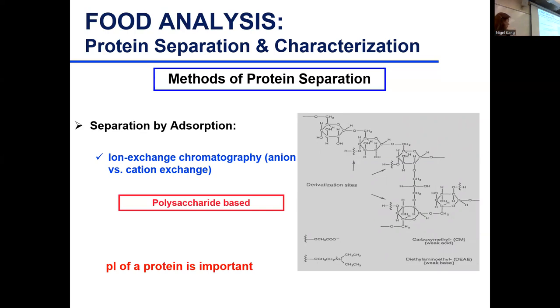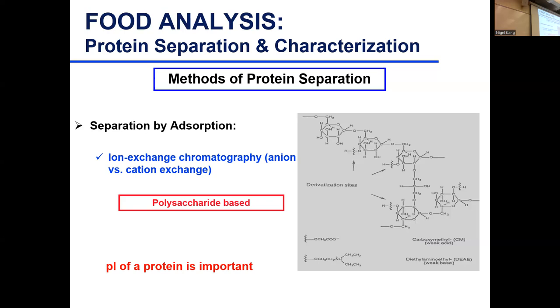Usually that column is polysaccharide based, okay? What we would do is that based on the polymer, the ion exchange chromatography, if it is a weak acid that can have a negative charge, then you have cation exchange. Why? Because the weak acid can release its H group. If it is a weak base, like diethylaminoethyl, then you have a positive charge here, and it is anion exchange chromatography. With anion exchange, you have a positive group here. What happened? The negative was released in your eluting buffer.